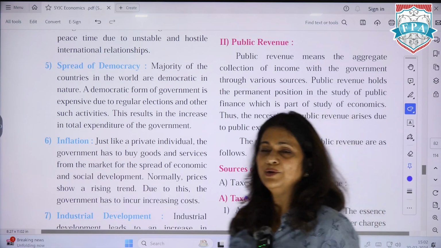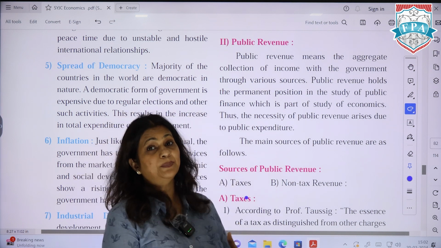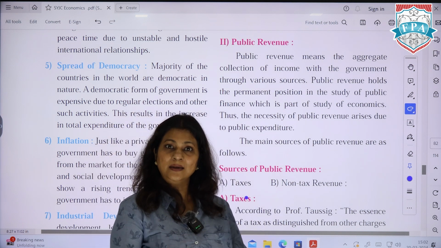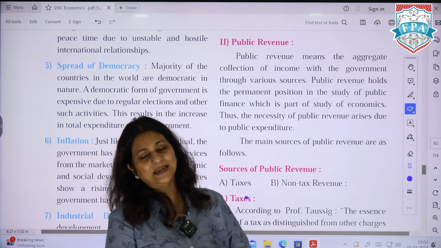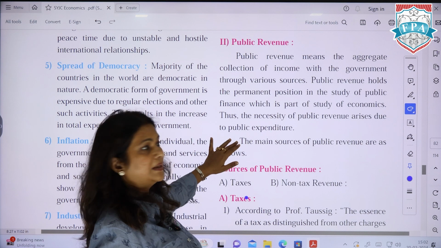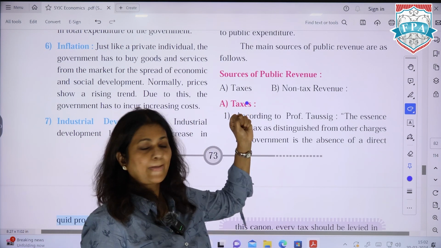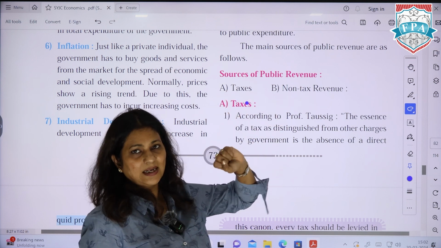So public revenue is the various sources from which the government is collecting money for the purpose that it is able to spend that money. So public expenditure karne ke liye public revenue to aana padega. So what are the sources from which public revenue is generated? One is taxes and the other is non-tax revenue.